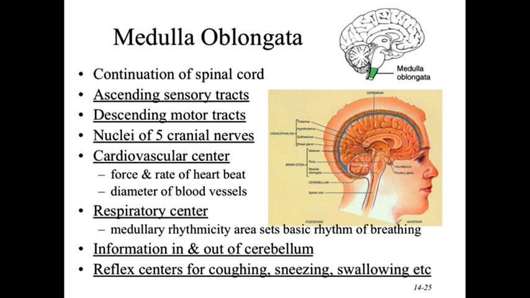It's going to control the force and the rate of the heartbeat, as well as the diameter of the blood vessels. So if the diameter of the blood vessels are maintained in a constricted state, blood pressure goes up. If we can get them to relax and dilate, then the blood pressure will go down.